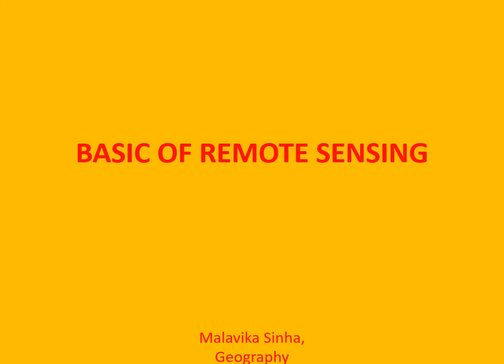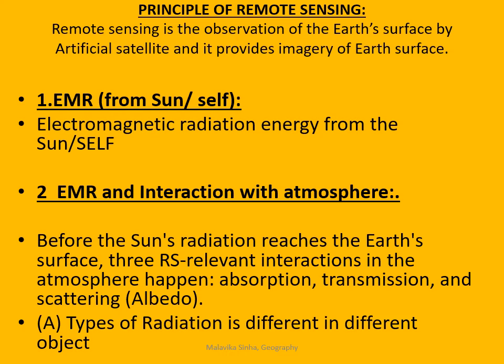Now the topic is the basic principle of remote sensing. Basically, the foundation of remote sensing technology is based on the measurement and interpretation of patterns of the reflected electromagnetic radiation. Electromagnetic radiation is a dynamic form of energy, and this energy is transmitted across space in the form of waves.